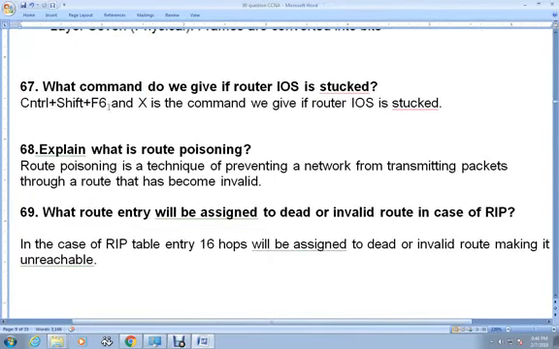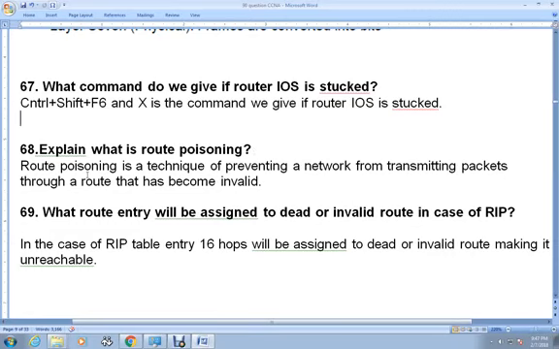Okay, so guys, next question, what command do we give if router IOS is stuck? So we have Ctrl+Shift+F6 and X as the command we give if the router gets stuck. Sometimes it gets stuck because we enter a wrong command, or one which is not available on routers or switches.